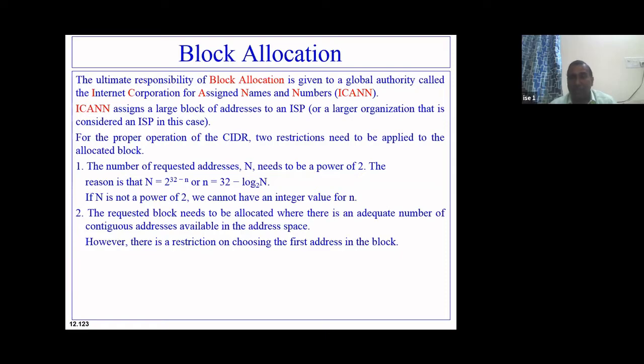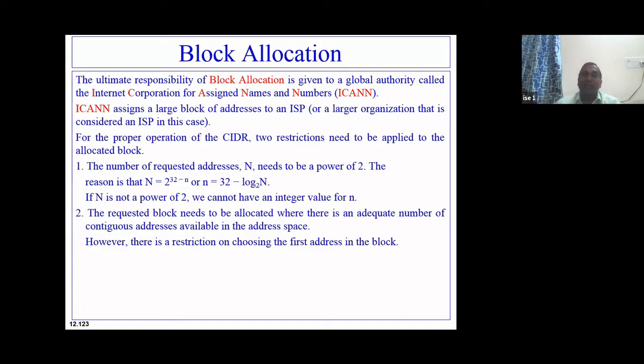So 1000, I could have taken it as 512 also, the nearest if you say 500. But the ISP has requested 1000 network addresses, so if I allocate 512 network addresses, which is 2 to the power 9, it is not going to suffice. But if I take 2 to the power 10, that is 1024, which is approximately equal to 1000.